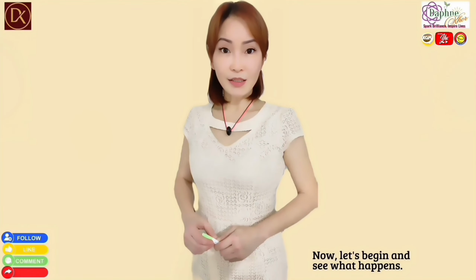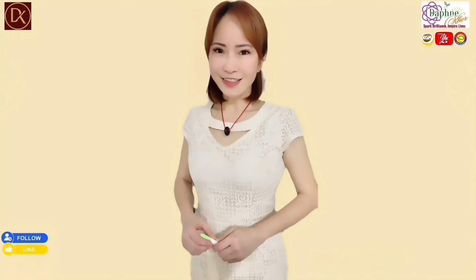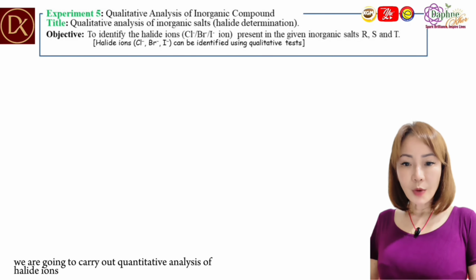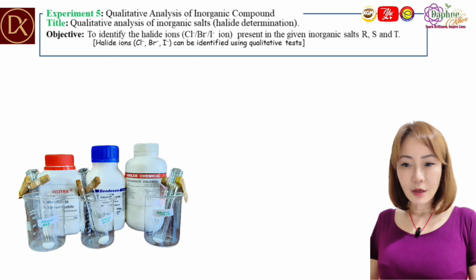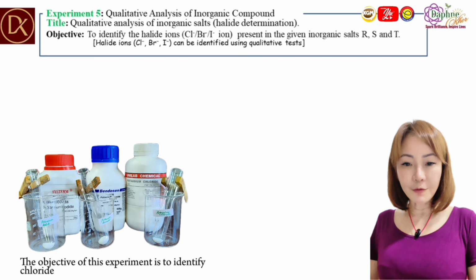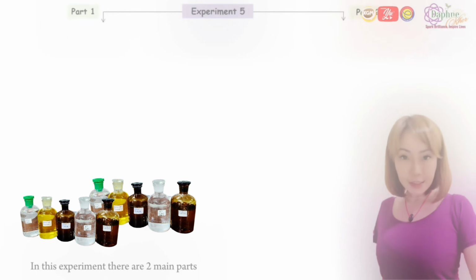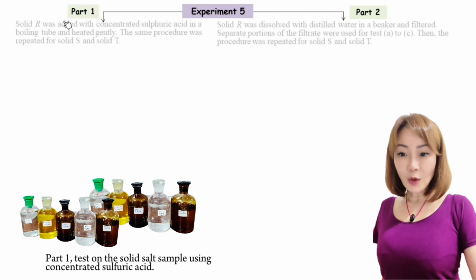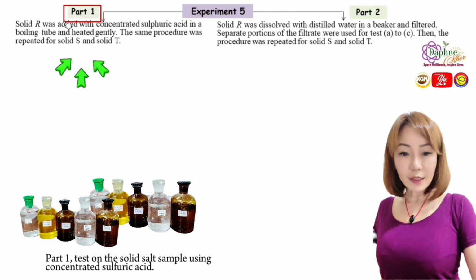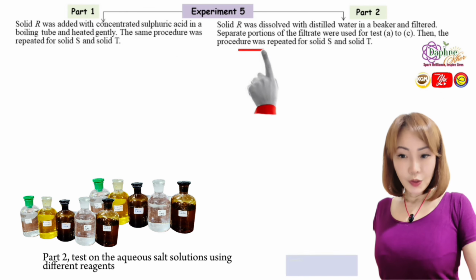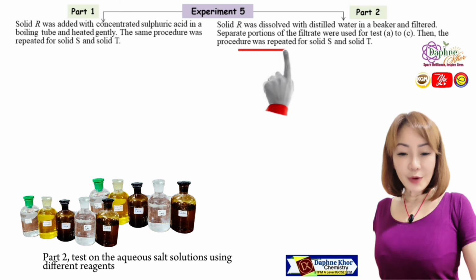Now, let's begin and see what happens. In today's experiment, we are going to carry out qualitative analysis of halide ions in different halide salts. The objective of this experiment is to identify chloride, bromide, and iodide ions using a series of reagents. In this experiment, there are 2 main parts. Part 1, test on the solid salt sample using concentrated sulfuric acid. Part 2, test on the aqueous salt solutions using different reagents.